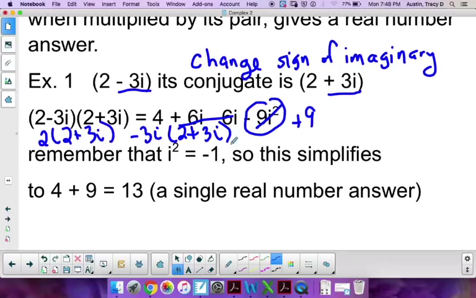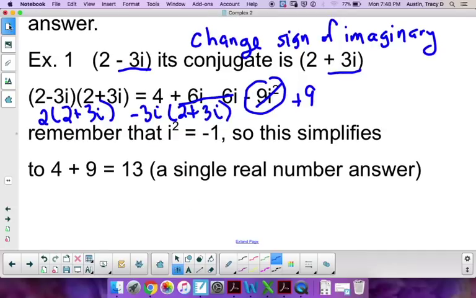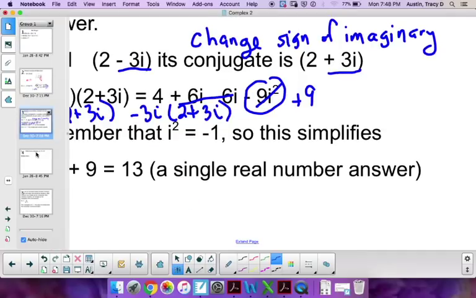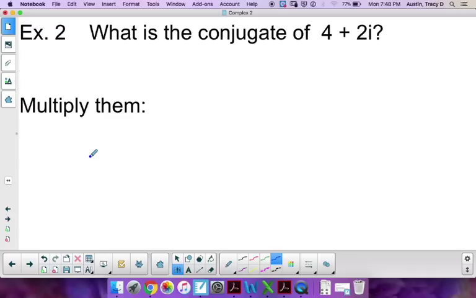So multiplying it results in one single term, and it's a real number. There are no more imaginary pieces to it. So it's very, very important to remember how to write a conjugate and to be able to use it. All right, so that being said, let's go ahead and do another practice just to make sure you've got it. So the conjugate of 4 plus 2i, again, if you want, pause the video, see if you can figure out what the conjugate is and multiply it, and then come back and I'll work it out.